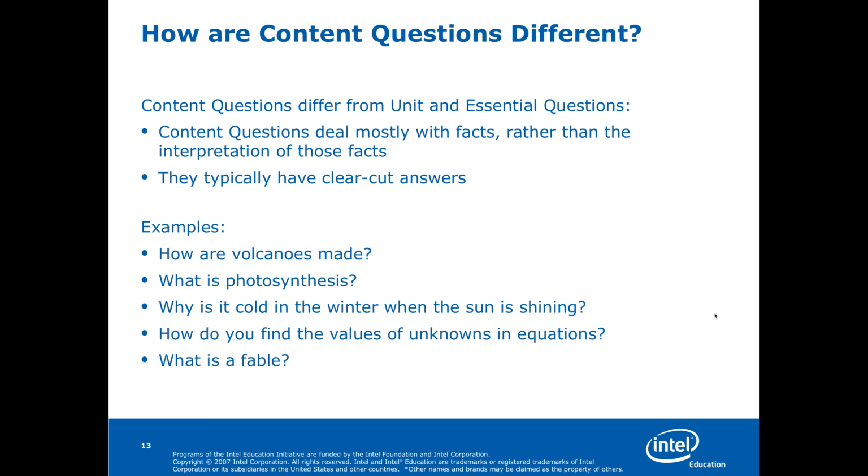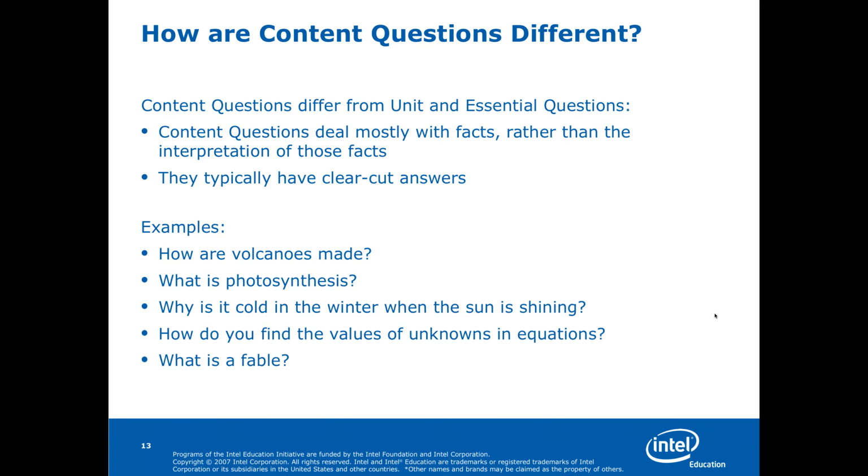Now we're into the third type. Content questions differ from both unit and essential questions in a couple of ways. Content questions deal mostly with facts rather than the interpretation of the facts, and they usually have clear-cut, right-wrong answers. How are volcanoes made? What is photosynthesis? What is a fable? Notice that these could be longer answered questions, but they are right and wrong.